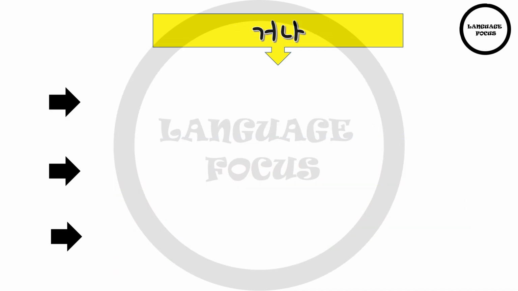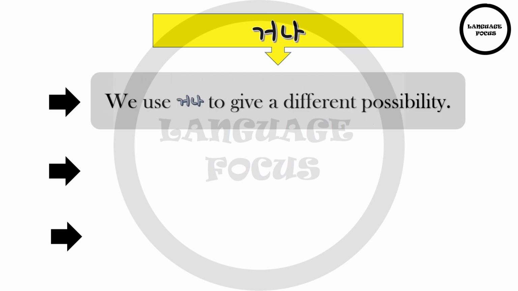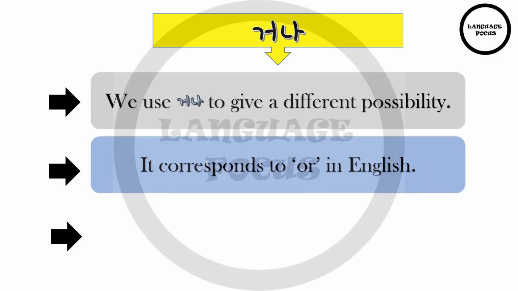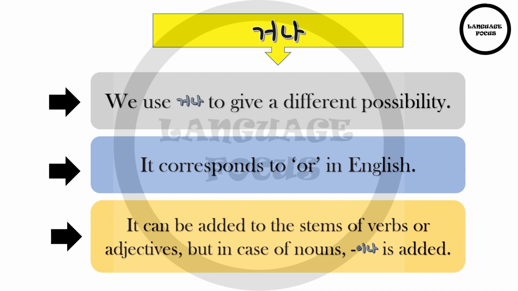거나. We use 거나 to give a different possibility. It corresponds to or in English. It can be added to the stems of verbs or adjectives, but in case of nouns, 나 is added.